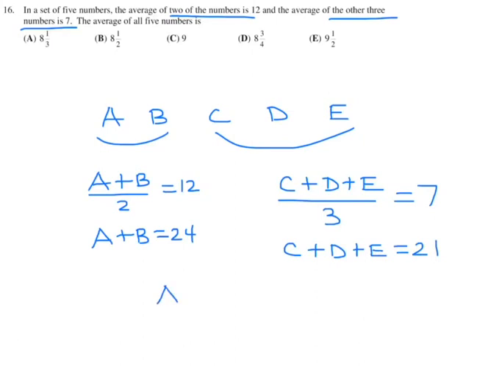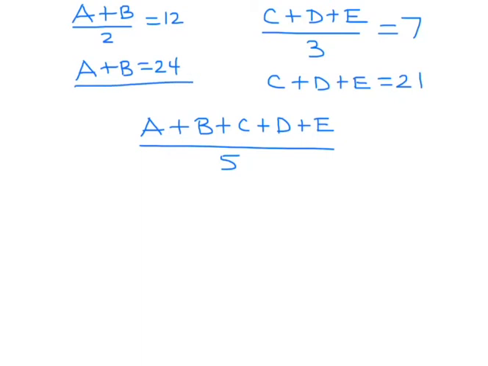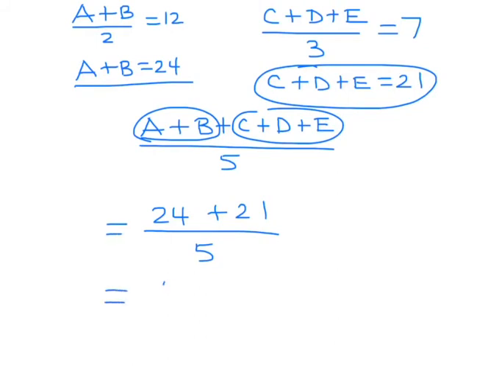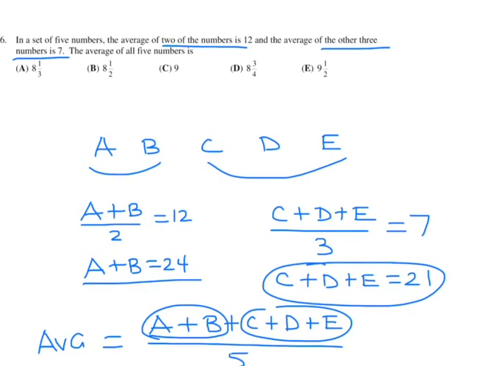Now we want the average of all 5, which would be A plus B plus C plus D plus E divided by 5. And we know A plus B is 24, so this becomes 24. And we know that C plus D plus E is 21, so this becomes 21, like that. And therefore 21 plus 24 is 45 divided by 5, and this is equal to 9. So the average of all 5 numbers is 9. So the answer here is 16 is C.